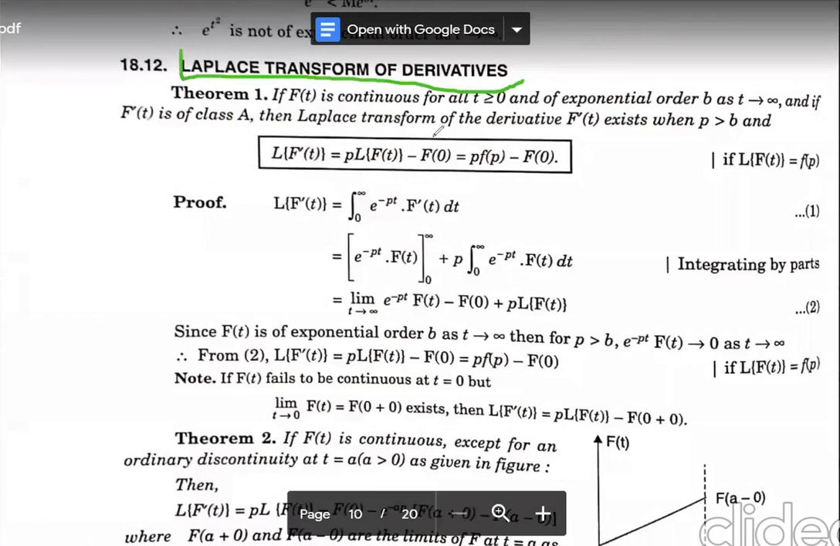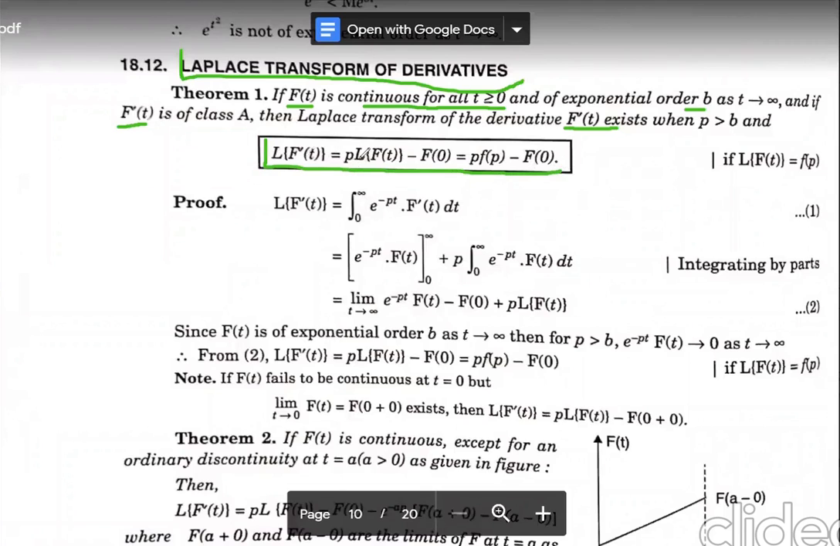So let us consider you have a function f of t which is continuous for all t greater than or equal to 0 and of exponential order b as t tends to infinity, that means e to the power bt, and if f dash t is piecewise continuous, then the Laplace transform of the derivative f dash t exists when p is greater than b. That means the Laplace transform of f dash t will be nothing but this one.